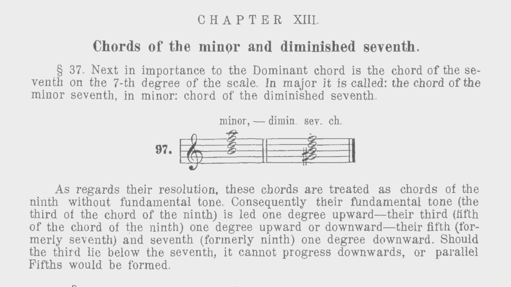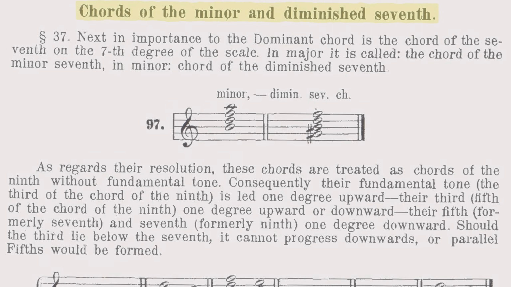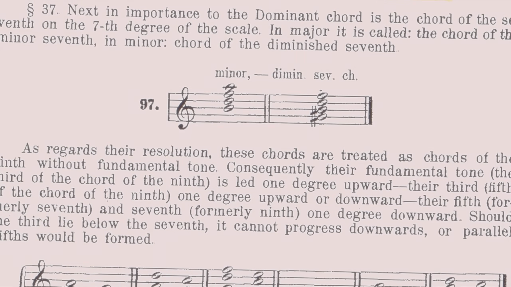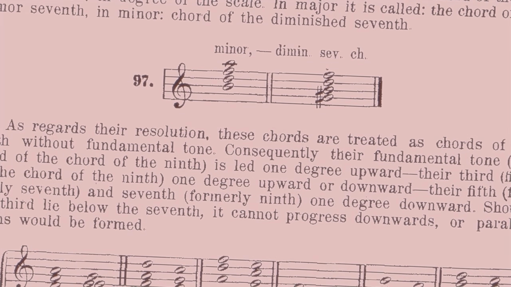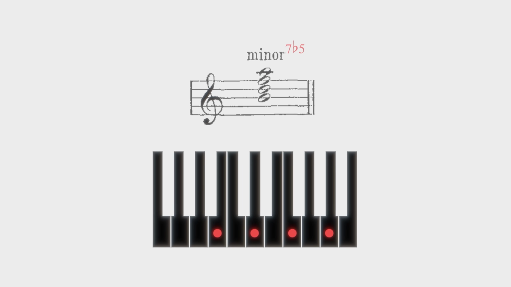a section titled Chords of the Minor and Diminished Seventh. "As regards their resolution, these chords are treated as chords of the ninth without fundamental tone. Their third, consequently, of their fundamental tone, the third." Okay, what the f does this mean? Well, Tchaikovsky is basically telling us that this chord here is just another offshoot of one of the most common sounds in Western music, the authentic cadence.